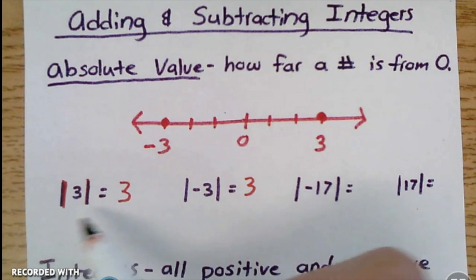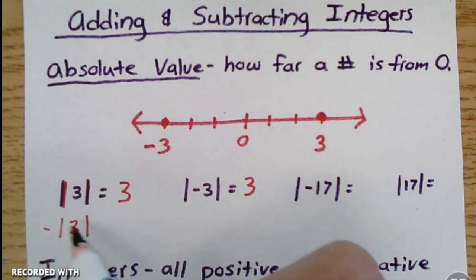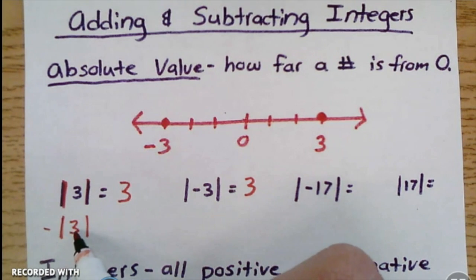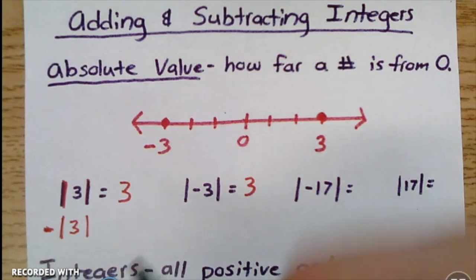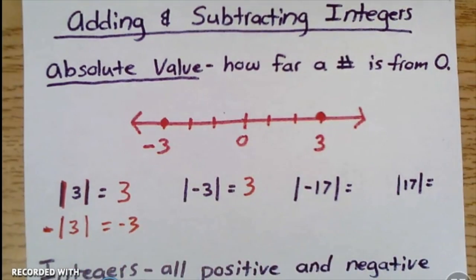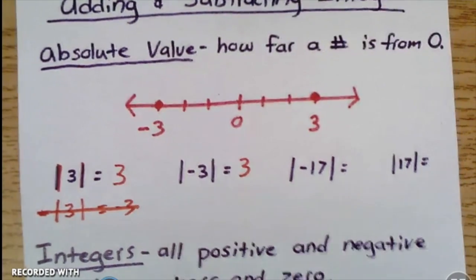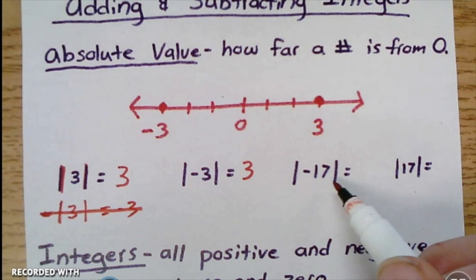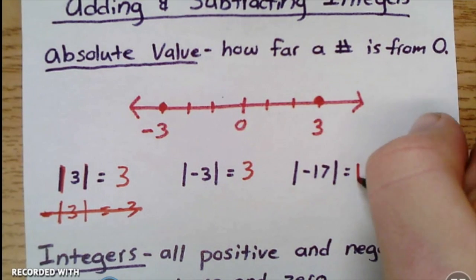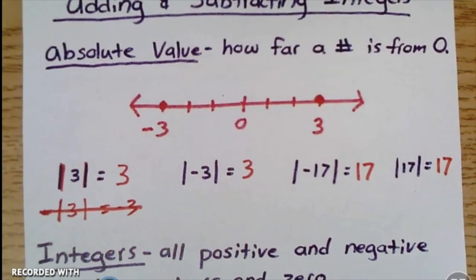The only way that it could ever be a negative is if the negative was outside of the absolute value bars. Because then you would find the absolute value of 3, which is 3, and then multiply it times negative 1, which would give you an answer of negative 3. But for the sakes of this lesson, you don't even have to worry about that. So we can cross that part right off. It's always going to be a positive. So what about negative 17? How far from 0 is negative 17? 17. How far is 17 from 0? 17. So both of them are going to have an absolute value of 17.